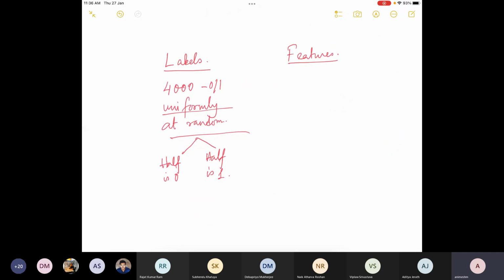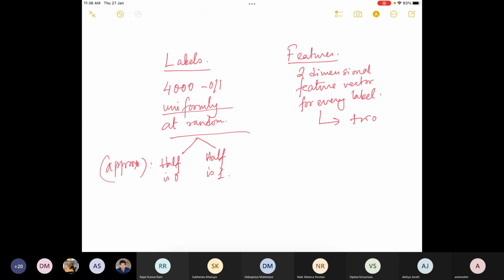Okay, so half of the labels are 0 and half of the labels are 1, approximately. Now for features, what they did, they constructed a two-dimensional feature vector for every label. And these were drawn from two bivariate Gaussian distributions.